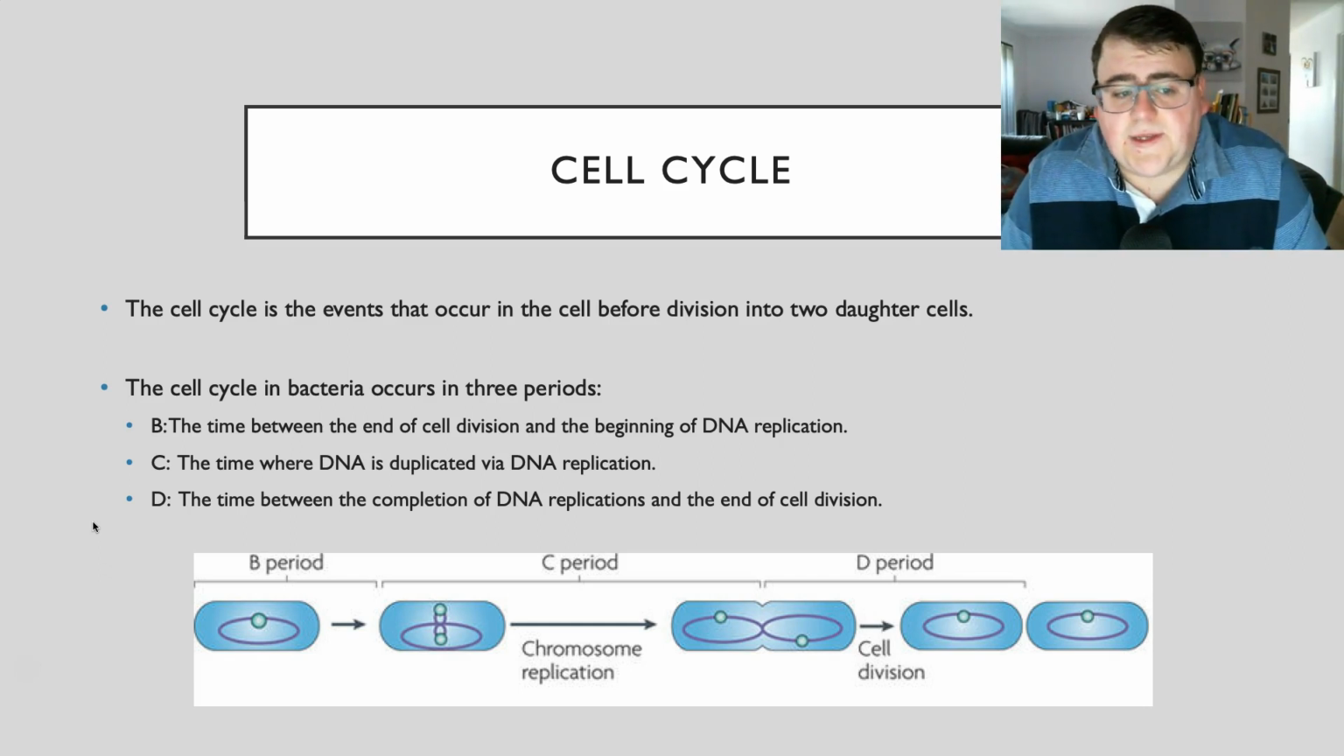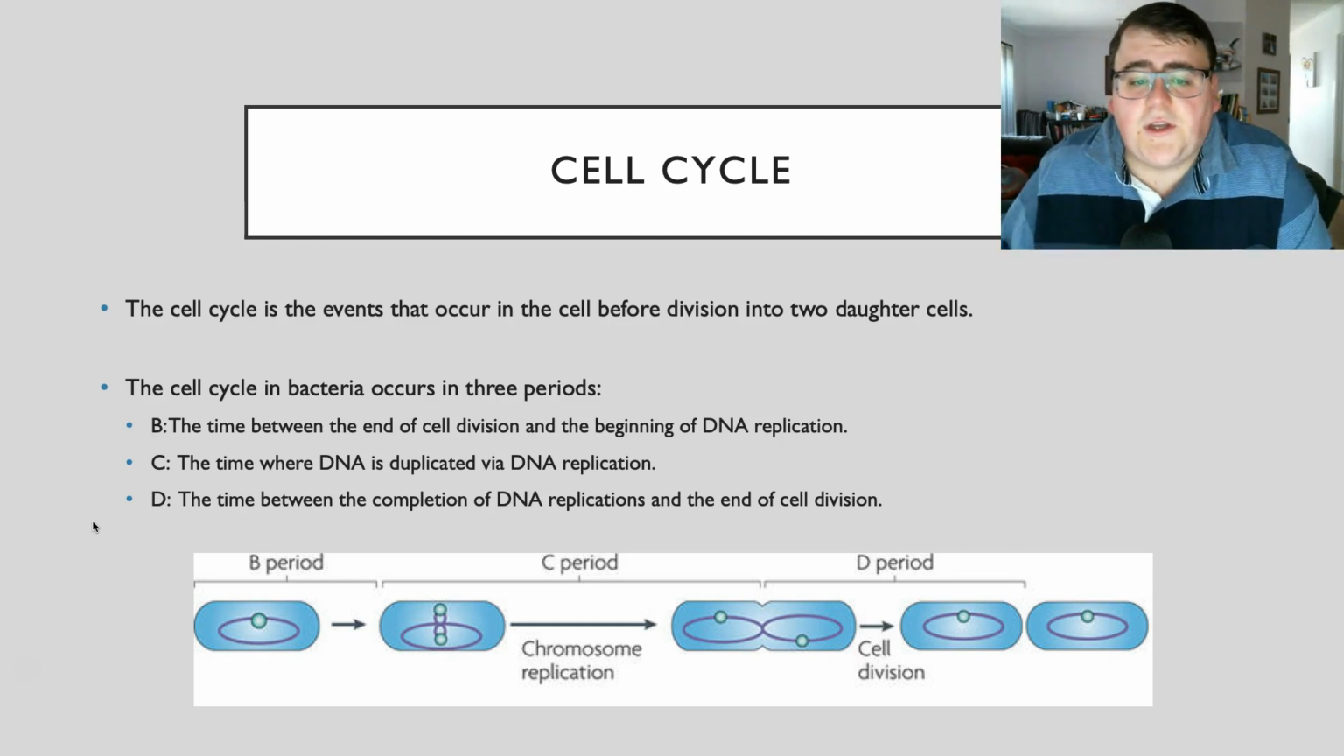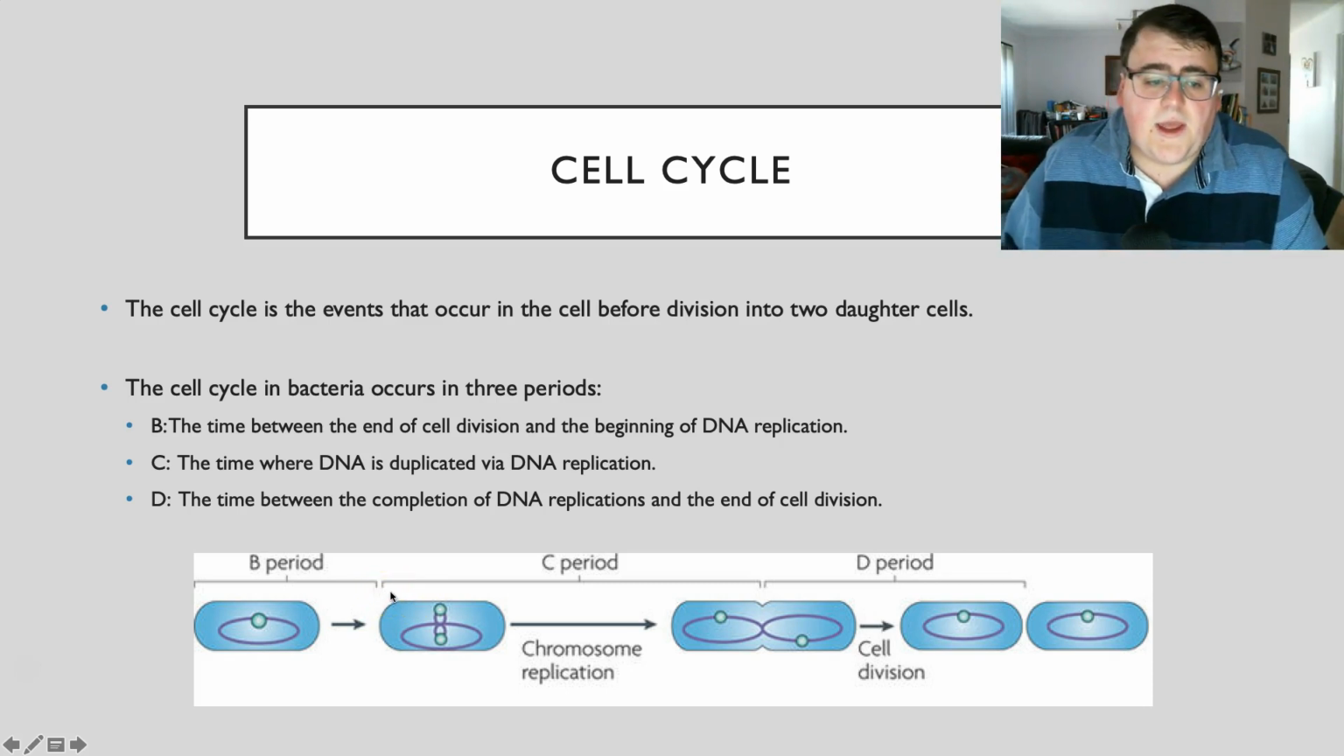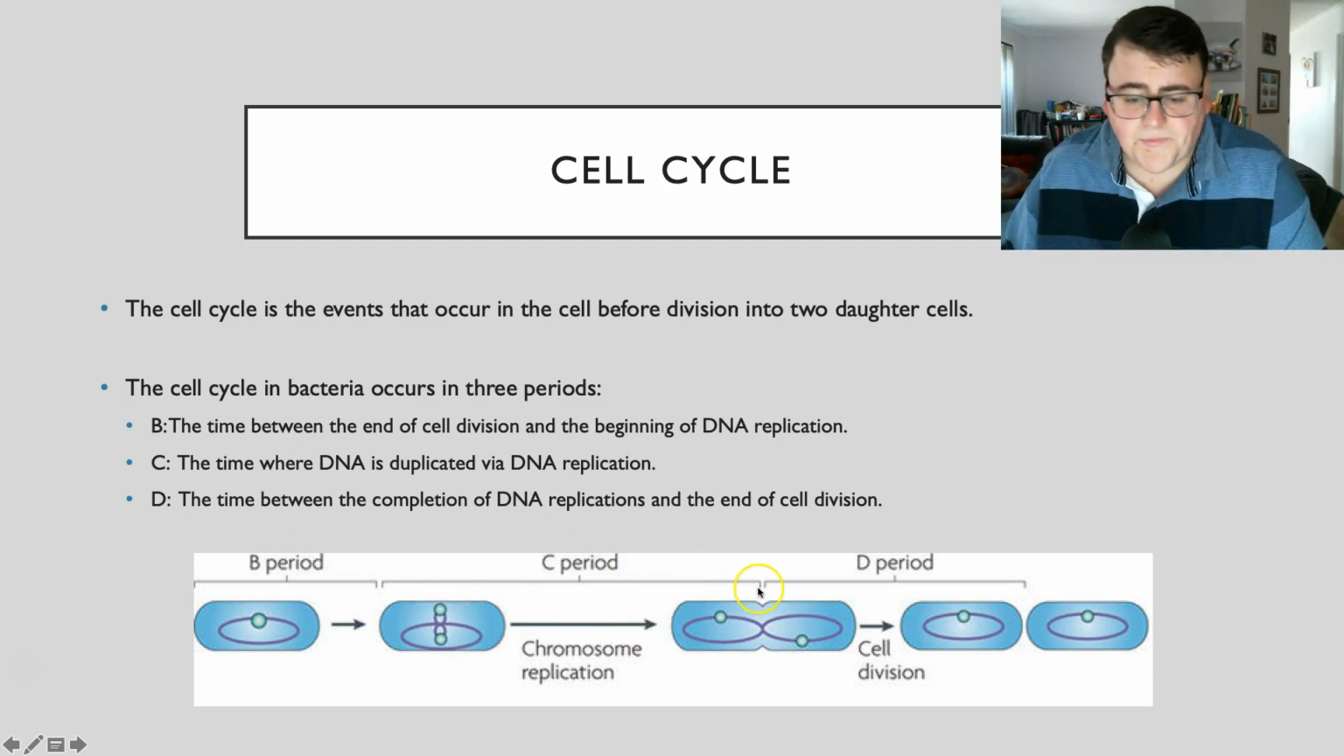Stage B is the time between the end of cell division and the beginning of DNA replication. So we can see B here. Technically it would start over here. So at the end of one cell division, right up to the point where DNA is about to replicate. Then we start the C period, which is the time between when DNA is replicated and when cell division actually begins. So the C period is just when our single circular chromosome is going to be replicated.